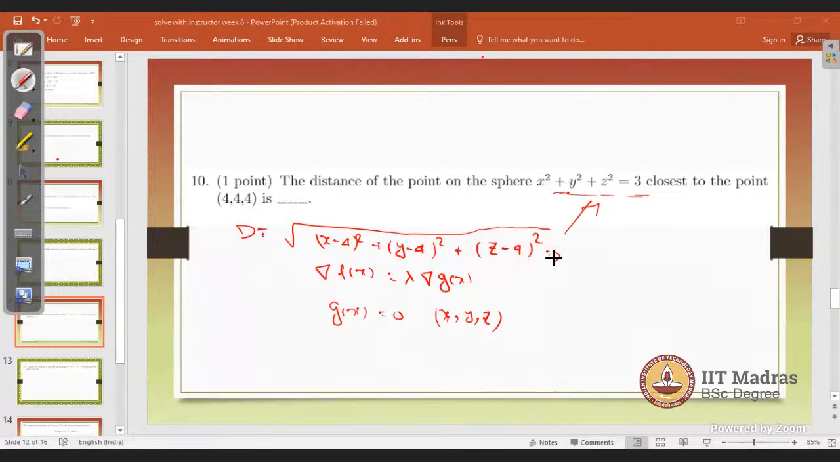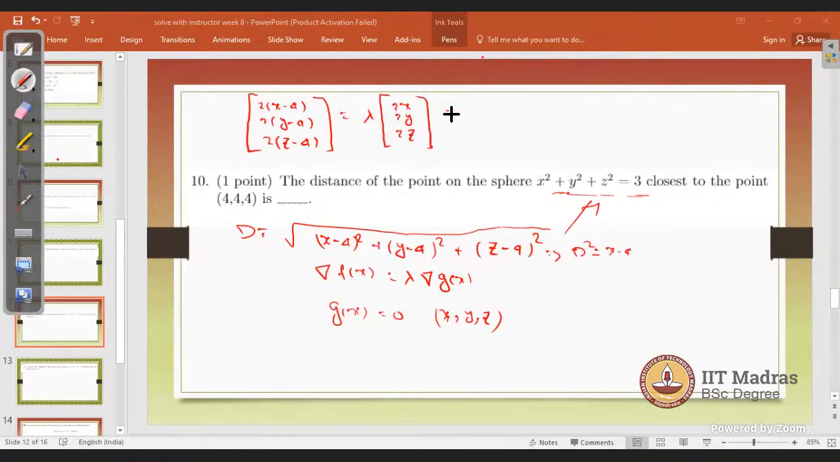So this is your D, and you have to solve it using D square, because otherwise it will become complicated. So just solve this D square, (x minus 4) square. For the first differential, it is 2 into (x minus 4), 2 into (y minus 4), 2 times (z minus 4), equals lambda times 2x, 2y, 2z. We'll solve these two equations.